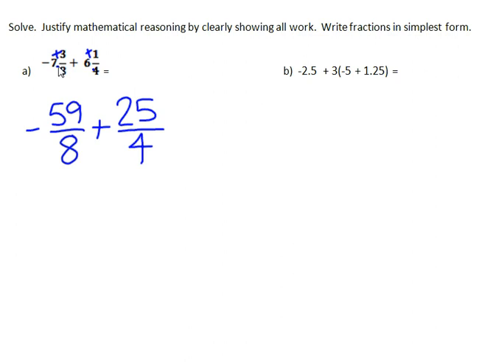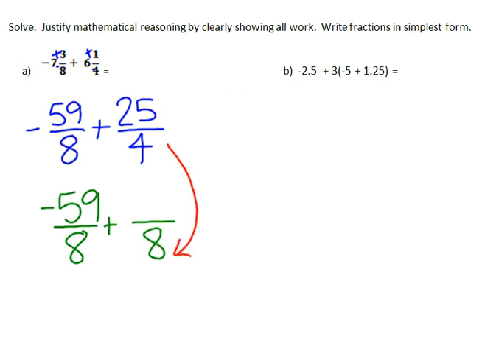Now we need to get common denominators. So 8 is a common multiple. Okay, the first fraction can just stay negative 59/8. The second one, I multiplied 4 times 2. So I'm going to do the same thing to 25 to get the numerator. So 25 times 2 is 50. So negative 59/8 plus 50/8.